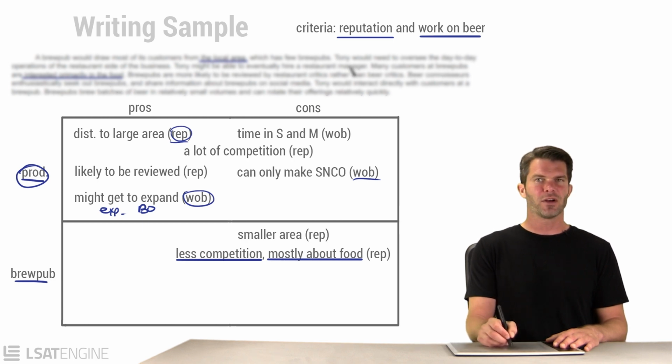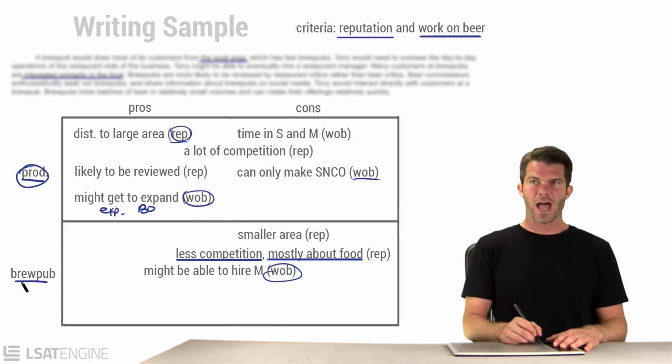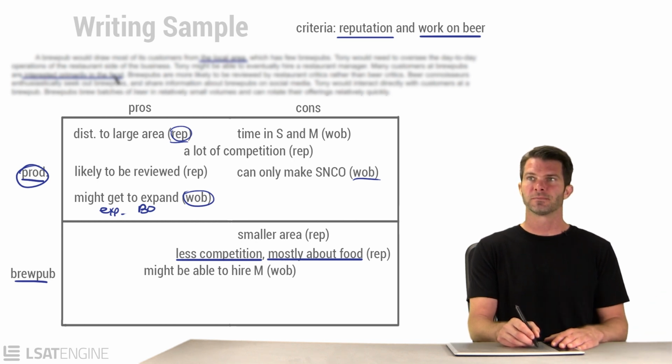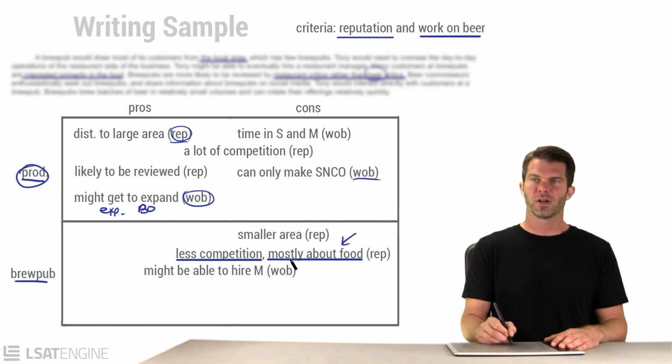He might eventually be able to hire a restaurant manager, though. That's not that strong, so it's kind of in the middle. That would give him more time to work on beer, which if we were going to advocate for the brew pub, we'd point that out as a positive. If we were going to advocate for the production facility, we might not point that out at all. We would probably just point out that he's going to have to do the restaurant stuff for now, and so he's not going to be able to devote that time to working on beer. He's going to have to do some restaurant overseeing. Then we're told that brew pubs are more likely to be reviewed by restaurant critics rather than beer critics. Well, that's no good because he wants beer critics. So that's where this comes in. The critics who do come in are more likely to be restaurant critics.